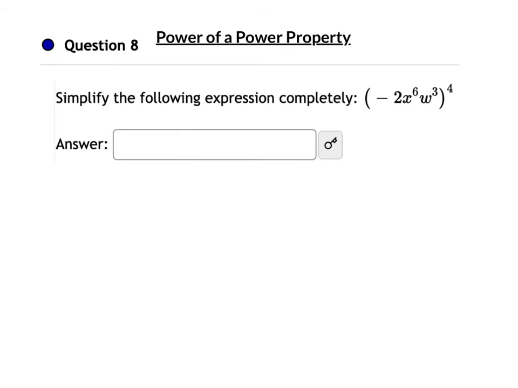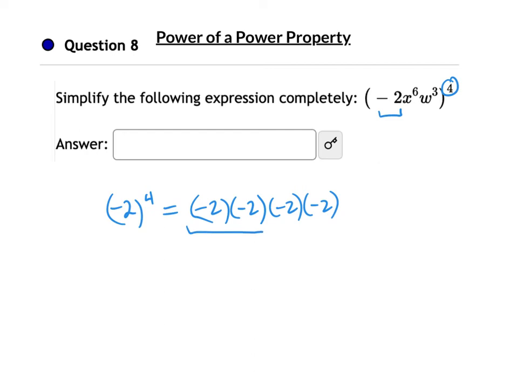In question 8, we're going to take negative 2 to the 4th power. Again, you need parentheses. Negative 2, 4 times. And you don't have to write this out. I'm just doing it so I can show you that here a pair makes a positive, here a pair makes a positive. This is going to be positive, and 2 to the 4th is 16.